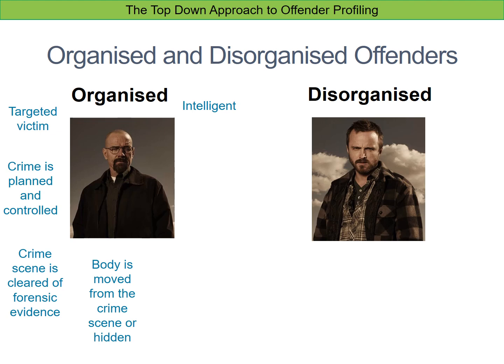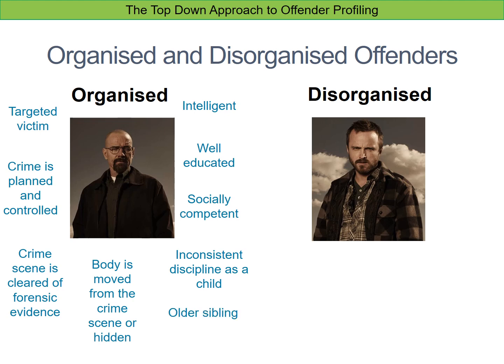Now, an organised offender is generally considered to be very intelligent and well educated and socially competent, which means they get on well with other people and they wouldn't necessarily come across as somebody that you would suspect. The theory also states that they probably had inconsistent discipline when they were a child and that they tend to be an older sibling.